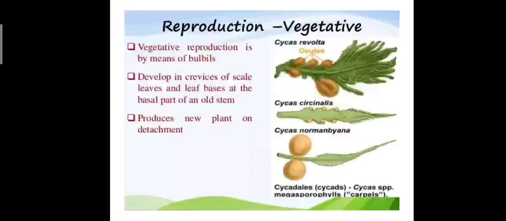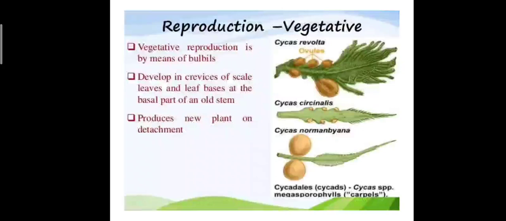So, Cycas undergoes reproduction by way of vegetative and also sexual methods. Firstly, we'll see the vegetative mode of reproduction. In vegetative reproduction, it occurs by means of adventitious buds, also known as bulbils.